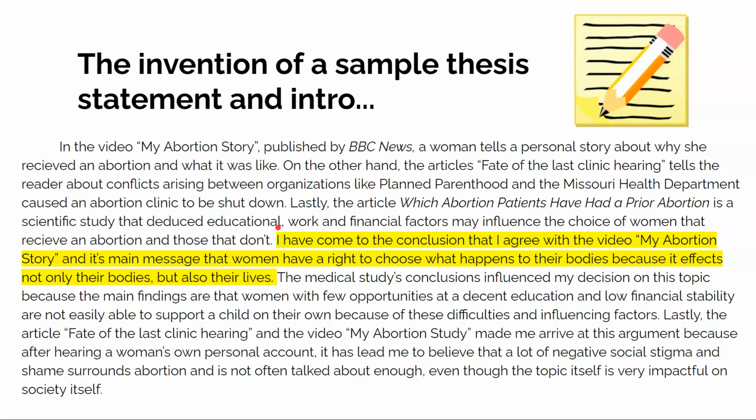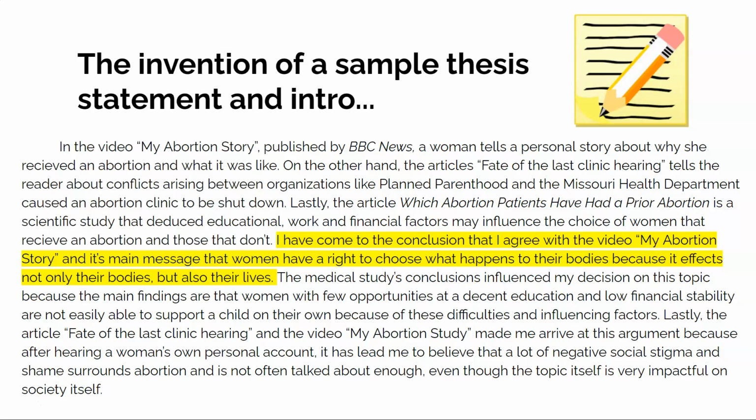I have come to the conclusion that I agree with the video, My Abortion Story, and its main message that women have a right to choose what happens to their bodies because it affects not only their bodies but also their lives. So then I also go on to talk about the medical study, which is the second source within the abortion topic cluster. So the medical study's conclusions influenced my decision on this topic because the main findings are that women with few opportunities and a decent education and low financial stability are not easily able to support a child on their own because of these difficulties and other influencing factors.